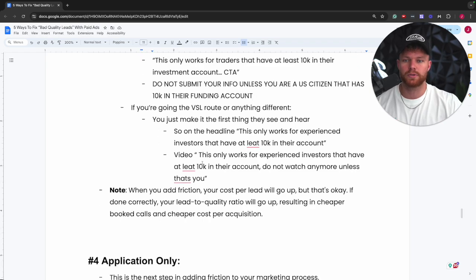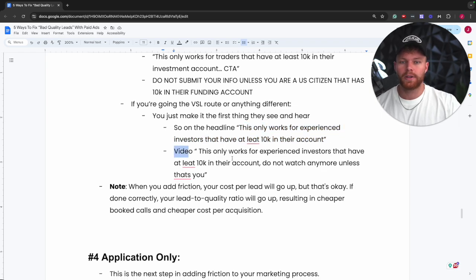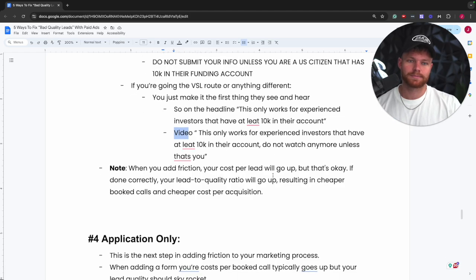Now, if you're going to go the route of VSL or anything different, you just make sure you say it and make sure they see it and hear it first thing. So in the headline of a VSL, like the landing page, you could say this only works for experienced investors that have at least 10K in their account. If it's a video, this only works for experienced investors that have at least 10K in their account, and do not watch this unless that's you. If that's you, cool. Let's go on and move forward.